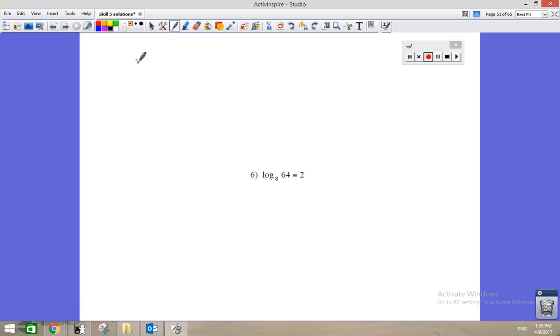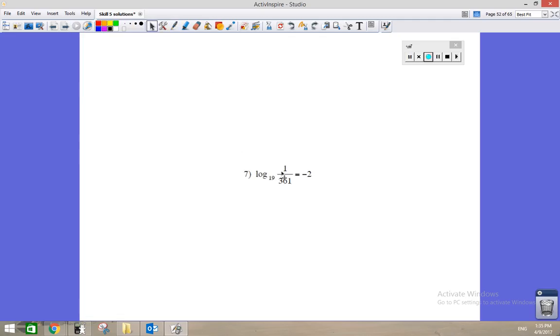Alright, let's look at the next one. I think the directions are the same. I didn't post the directions, but it's still a log equation. Let's rewrite it in exponential form. The base is 8. A logarithm equals an exponent, so the log equals 2 here. And 8 squared is equal to 64. That's what they wanted, the exponential form.